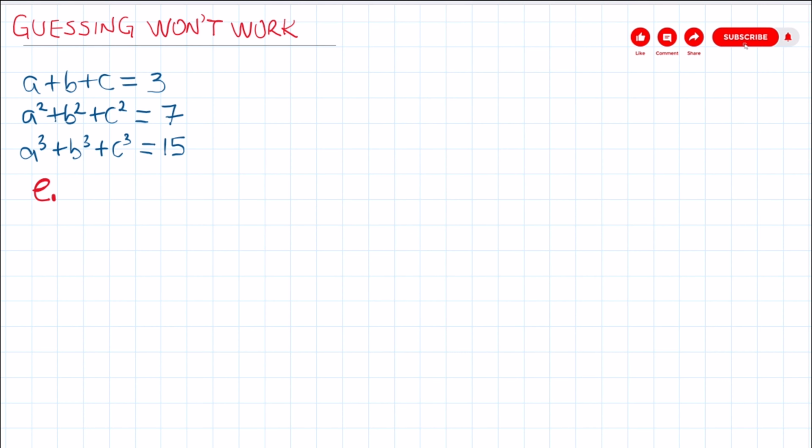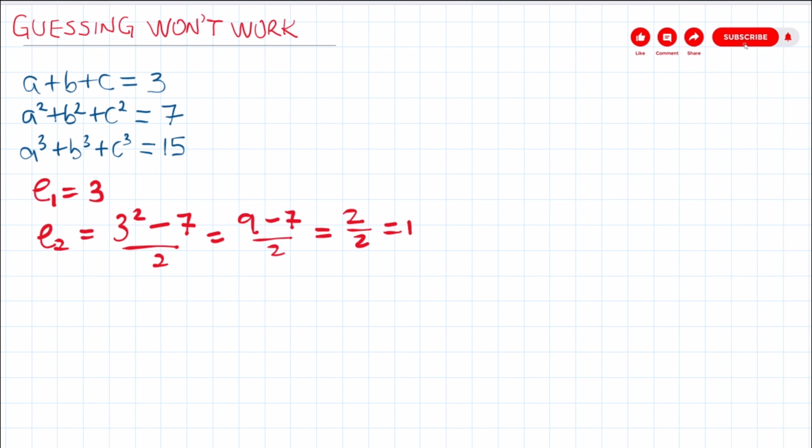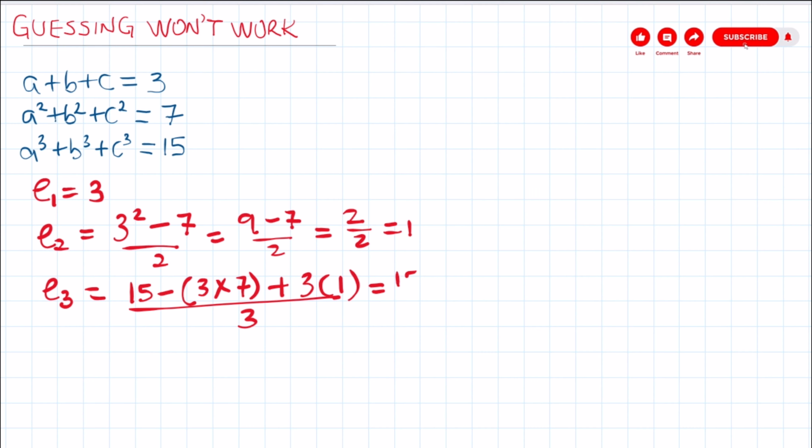So here E1 will simply be equal to 3, and E2 will be equal to 3 squared minus 7 over 2, which is 9 minus 7 over 2, which gives you 2 over 2, which is equal to 1. And E3 will be equal to 15 minus 3 times 7 plus 3 times 1, all divided by 3. So this will give you 15 minus 21 plus 3 over 3. If you calculate this, you're going to get negative 1.